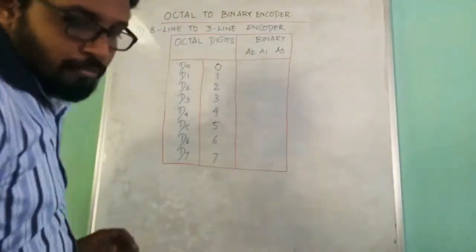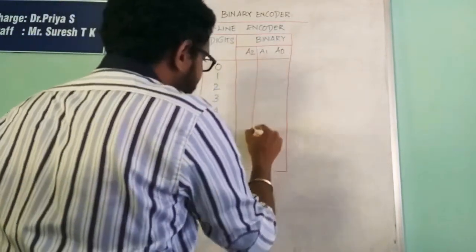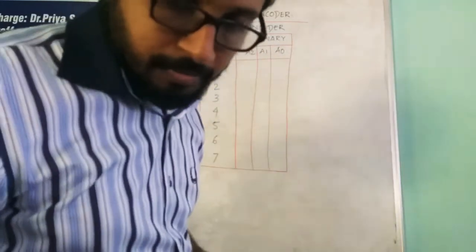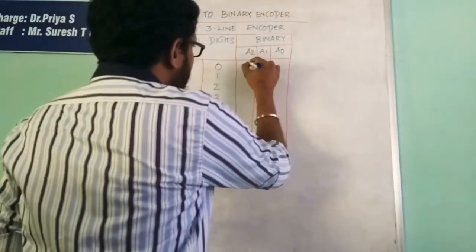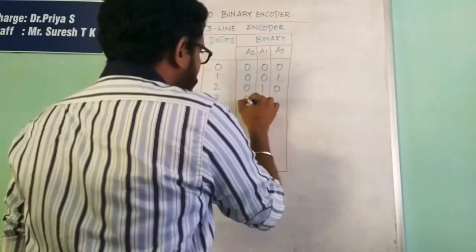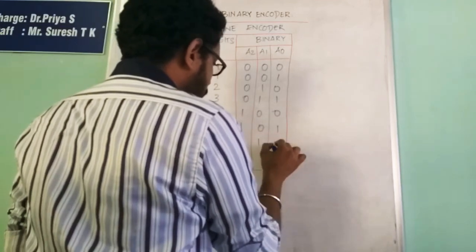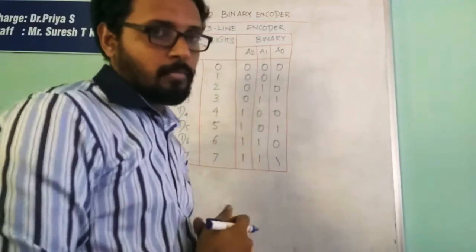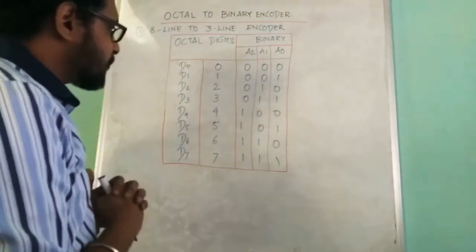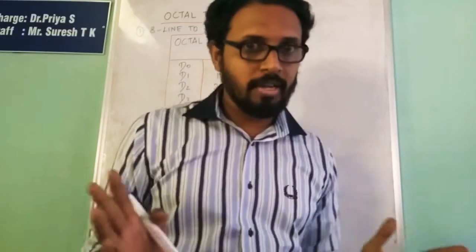Next is performing the basic operation here. It is a very familiar case, so there is nothing to learn in particular. As this is 0, this is 0, 0, 0. This is 0, 0, 1, 0, 1, 0, 0, 1, 1, 1, 0, 0, 1, 0, 1, 1, 1, 0, 1, 1, 1. What we do next is find the values for A2, A1 and A0. Very simple case.